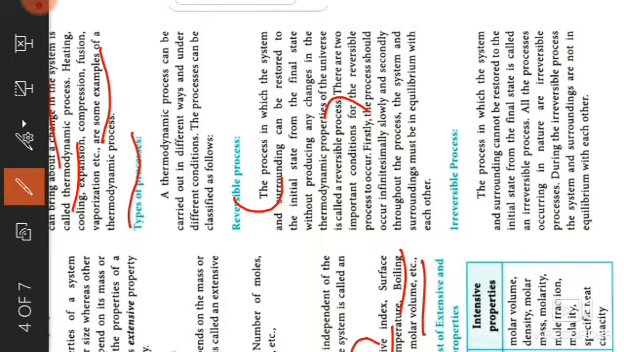Equilibrium occurs with the system and the surroundings. So that is the reversible process. What is the reversible process? And another one is, what is the irreversible process? The process in which system and the surroundings cannot be restored to the initial state and the final state is called irreversible.